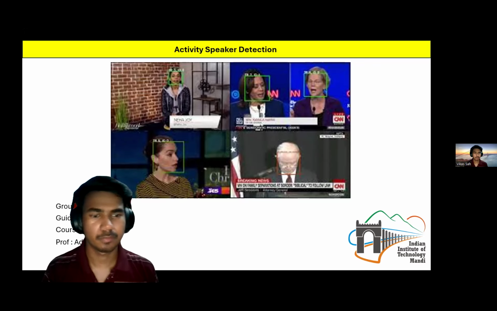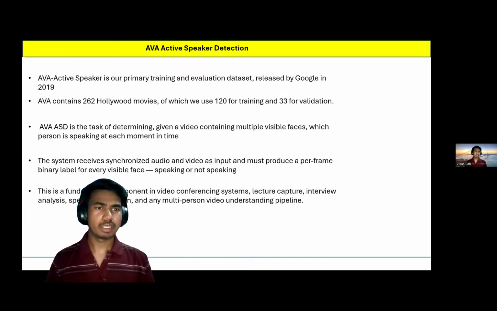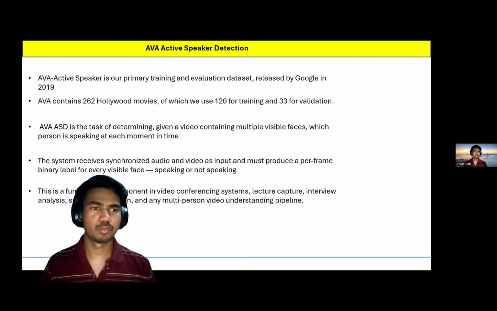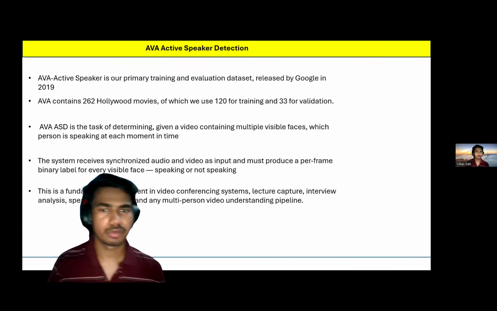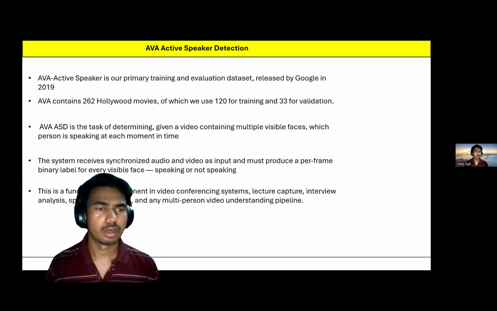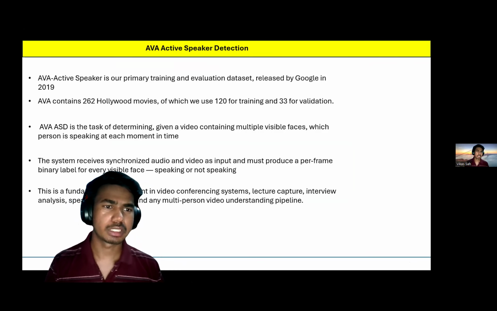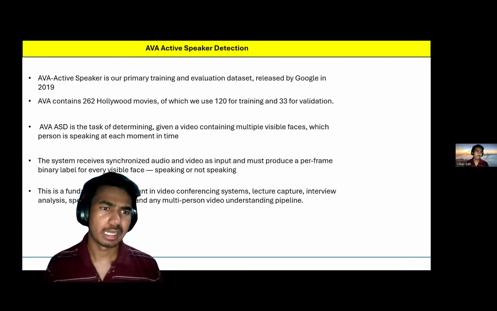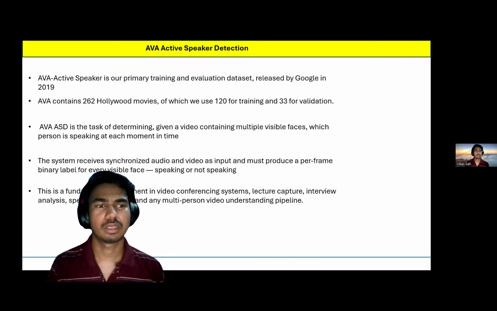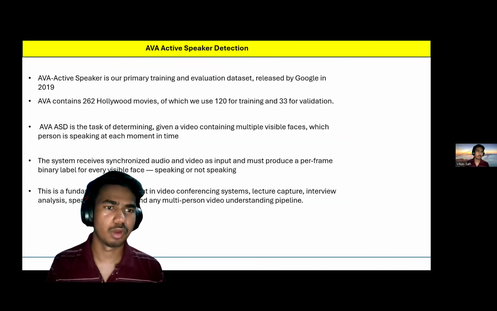So let's start with the introduction of the AVA dataset. The AVA dataset consists of Hollywood movies, with 120 videos for training and 33 videos for validation. It was released by Google in 2019. It is our primary training and evaluation dataset, and we have used the Columbia dataset for inference. We haven't changed our model at all. We just used it for Columbia.